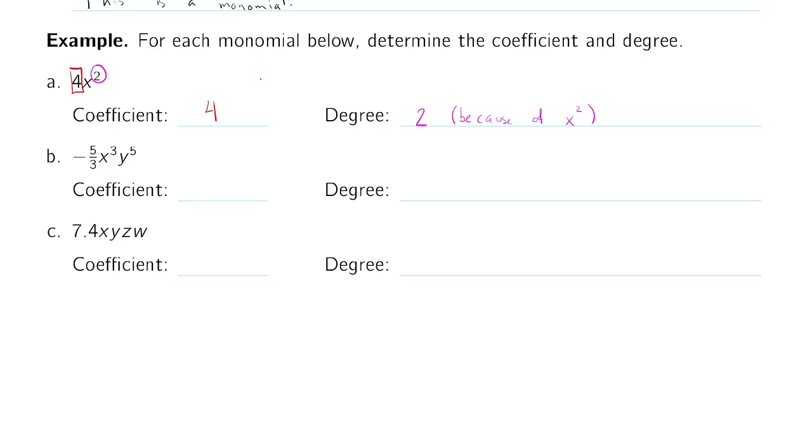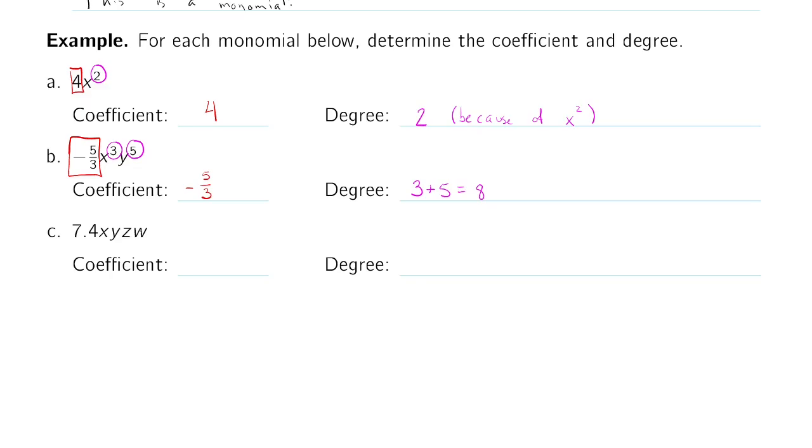In the monomial negative 5/3, x to the third, y to the fifth, the coefficient, the only number that appears, is negative 5/3. Here we have two variable factors, x to the third power and y to the fifth power. And so the degree is 3 plus 5 is 8.